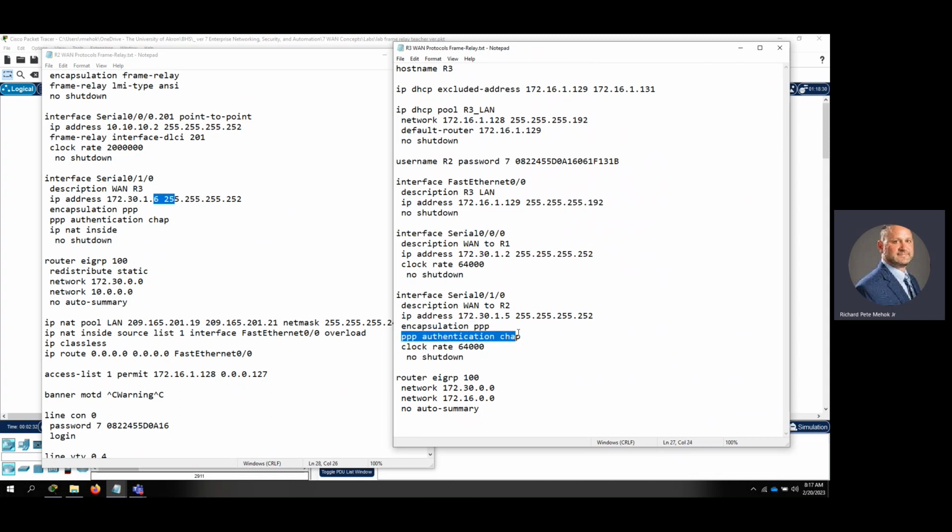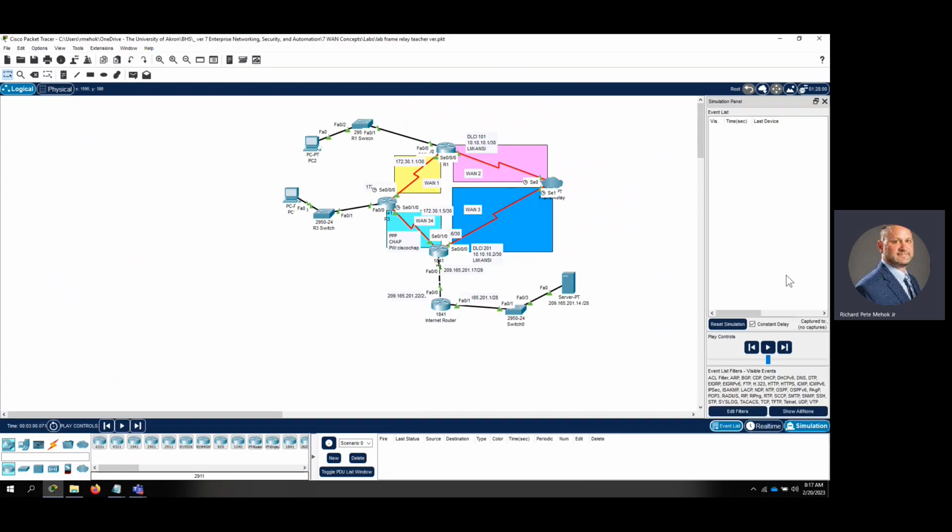If you don't do authentication CHAP, there's two choices, PAP and CHAP, but that's just things that you would know about if you configure Frame Relay. And then here's your routing protocol. So there's your interior gateway, and then here's your exterior. So let's take a look in real time here.